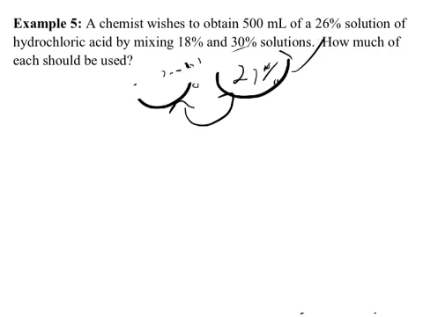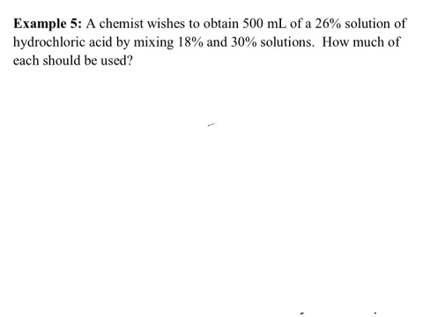So let's take a look at what we're going to do then. Trying to get equal parts of both solutions. Not equal parts, you're going to get different parts of each solution that will give you an overall mixture of 26% with 500 milliliters of that. Okay? So, let. It's our let statement. Remember, how much of each should be used?